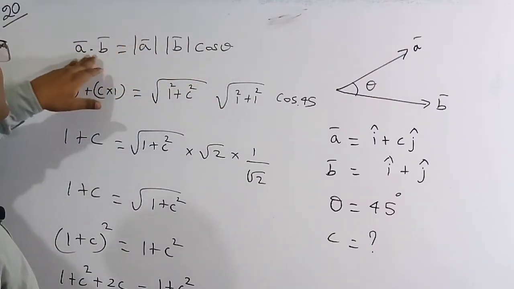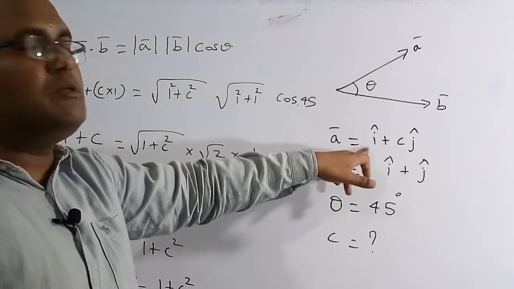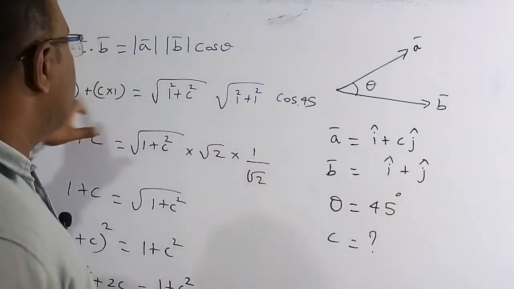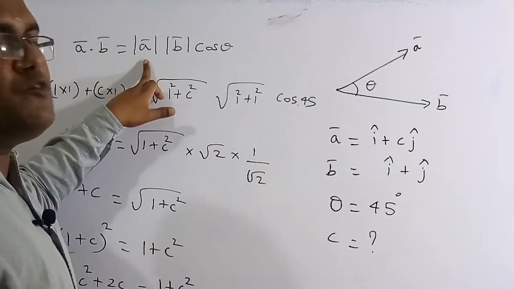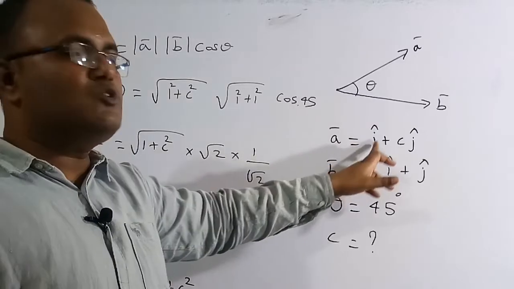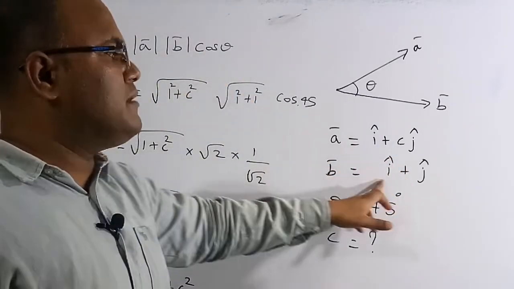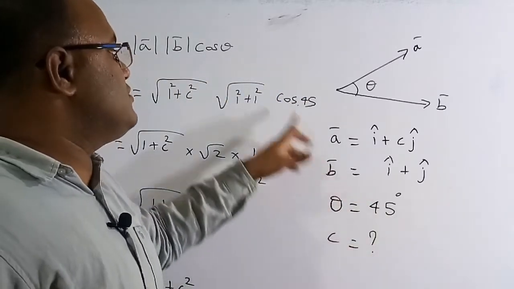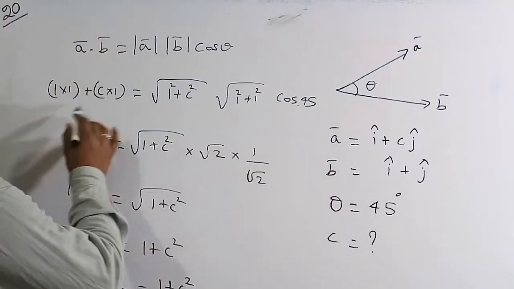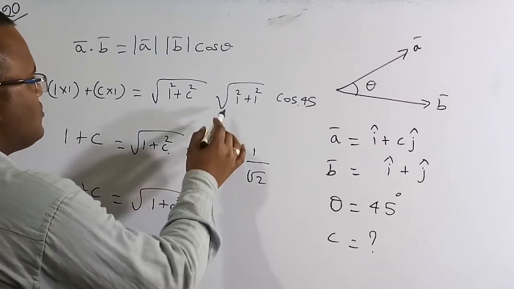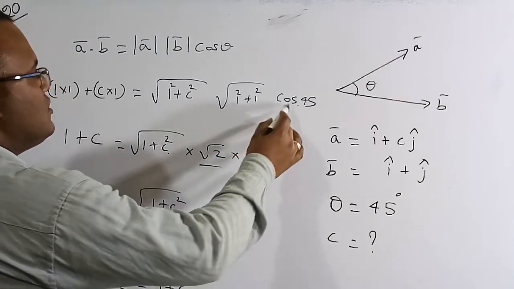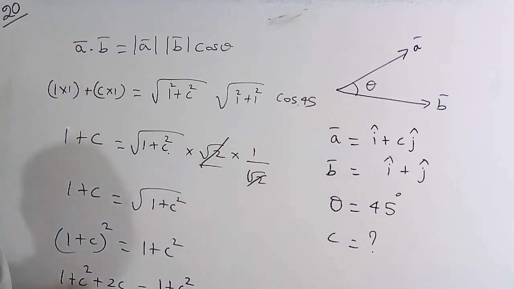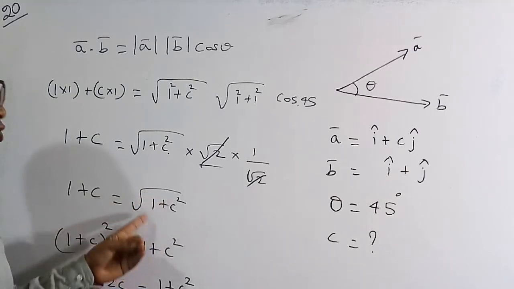Now we want the dot product of these two vectors, meaning you have to multiply the corresponding elements, which is 1 into 1 plus C into 1. And we have to find the length of A bar, which is root over 1 square plus C square, and the length of B bar is root over 1 square plus 1 square, into cos theta. Theta is equal to 45 degrees, so cos 45. So the left side is 1 plus C, equal to root over 1 plus C square into root 2 into cos 45, which is 1 by root 2. So root 2 is going to get cancelled. Finally we get 1 plus C is equal to root over 1 plus C square.